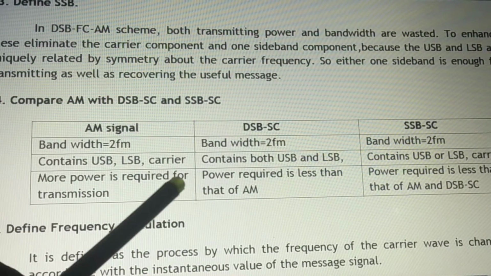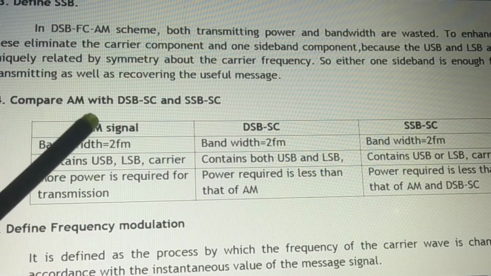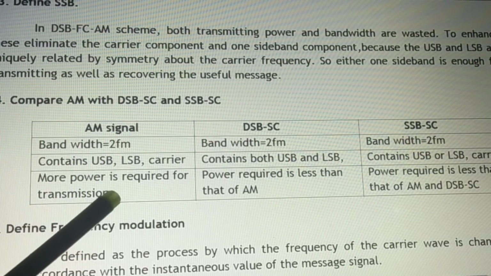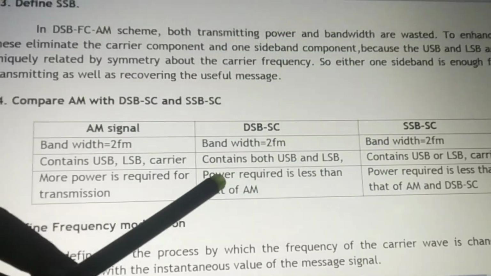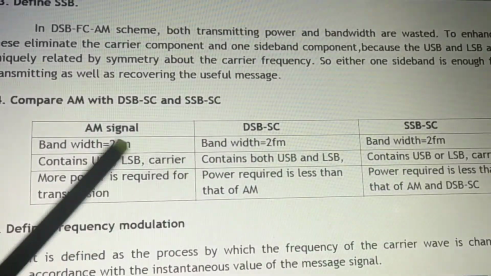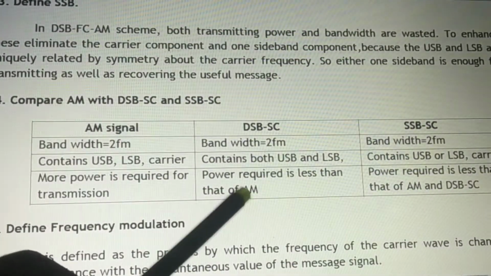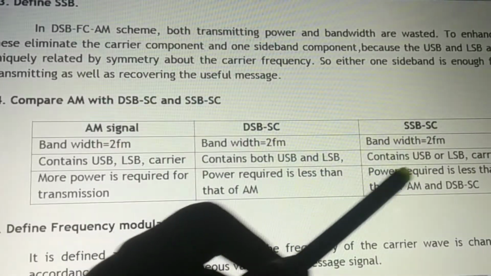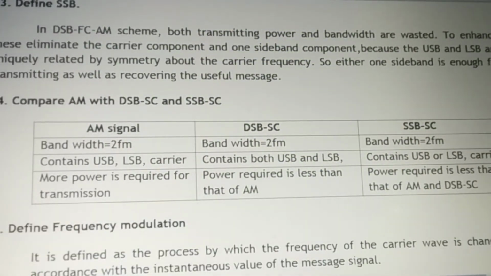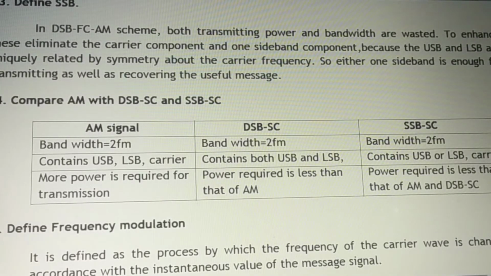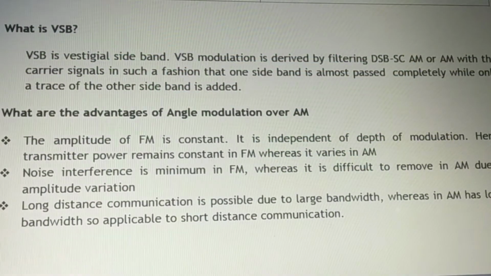Here more power is required for transmission. For the AM signal we need more power. For double sideband suppressed carrier, the power required is less than the AM signal. For single sideband suppressed carrier, the power required is less than that of AM and double sideband suppressed carrier AM. So this is a simple comparison of AM, double sideband suppressed carrier AM and single sideband suppressed carrier AM.